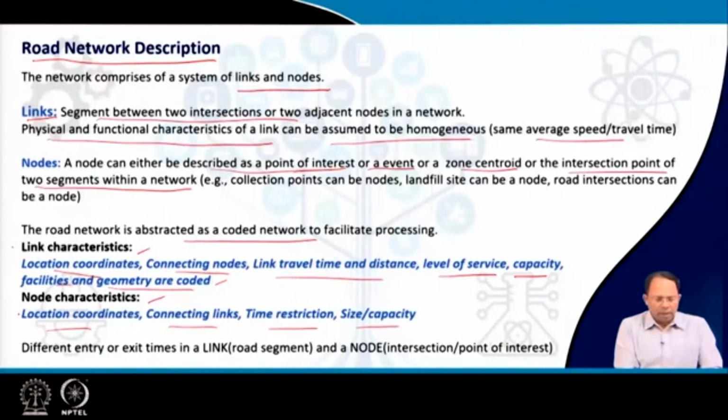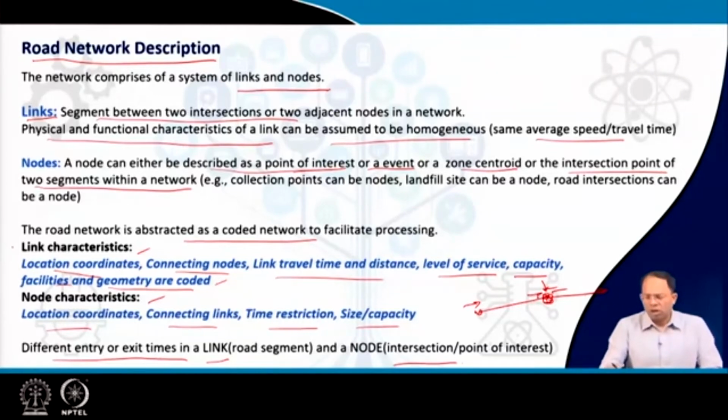Once these are all coded, we have to make sure that when we are processing this information using a computer, there are different entry and exit times in a link. That means if I have a link and then the link continues, there is an entry time of the vehicle into that link, and then there is an exit time of the vehicle from the link. Similarly, for a node also, there is an entry time and exit time. For example, if I consider this node as an intersection, it will take some time for the vehicle to travel through the intersection. We can also consider it as 0.